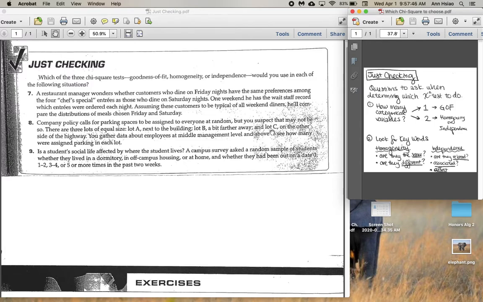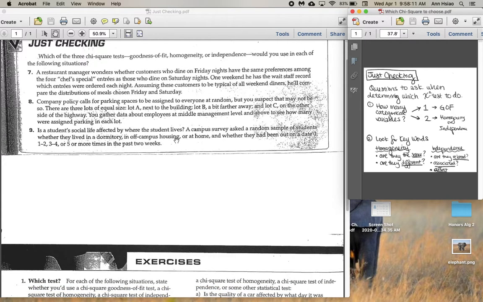It doesn't say that it asks about what level of employee you are. It just says, all right, which lot are you in? So because there's only one categorical variable, number 8 should be goodness of fit. All right, chi-square test, chi-square goodness of fit test.